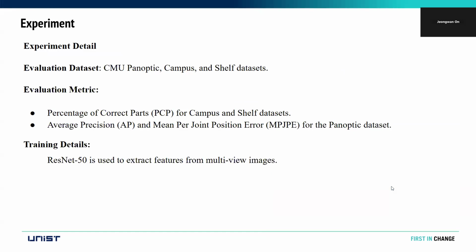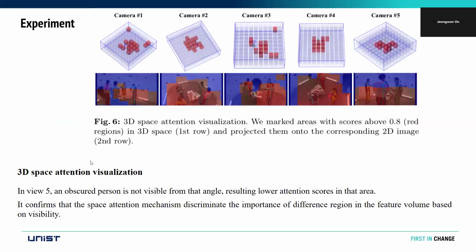So for the experiment, they evaluate their performance on the Panoptic, Campus, and Shelf datasets. For the Panoptic dataset, they use AP and MPJPE as the evaluation metrics, and for the Campus and Shelf datasets, they use percentage of correct parts as the evaluation metric. And for the training, for the backbone to estimate the 2D heat maps, they employ a ResNet-50.